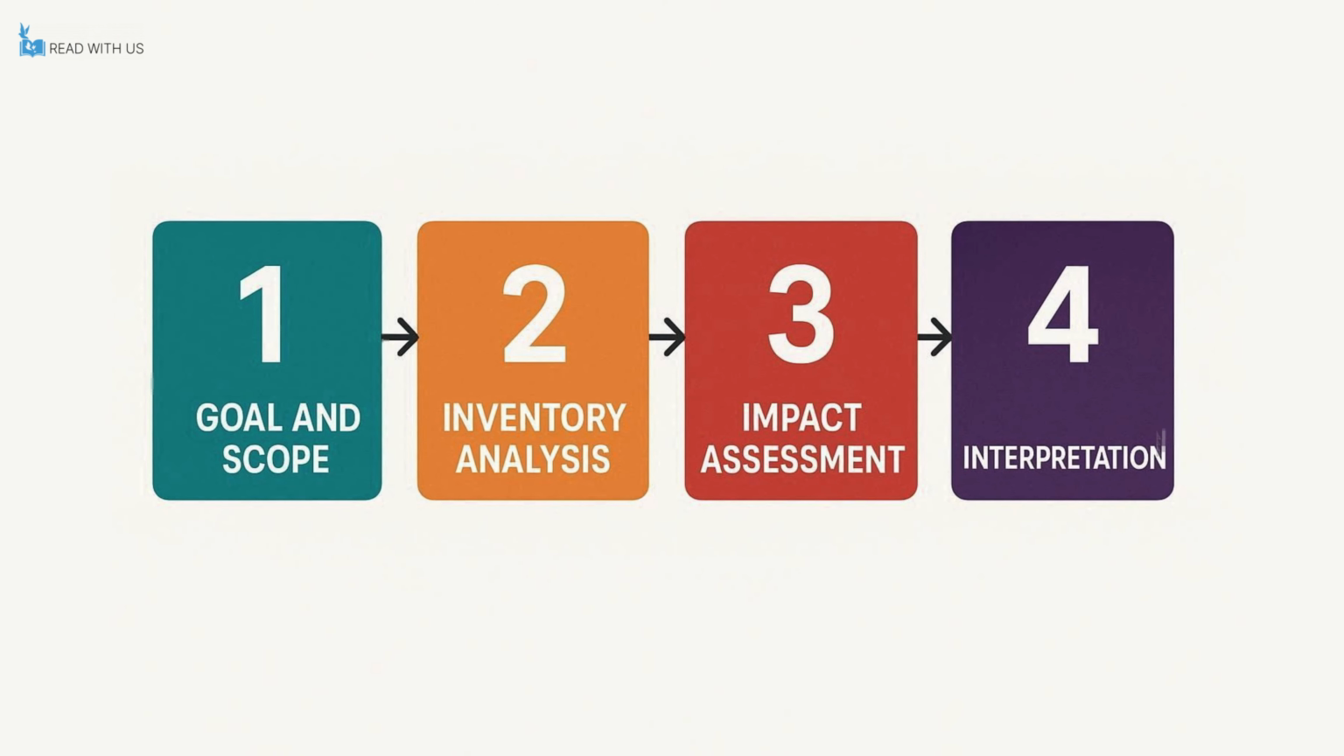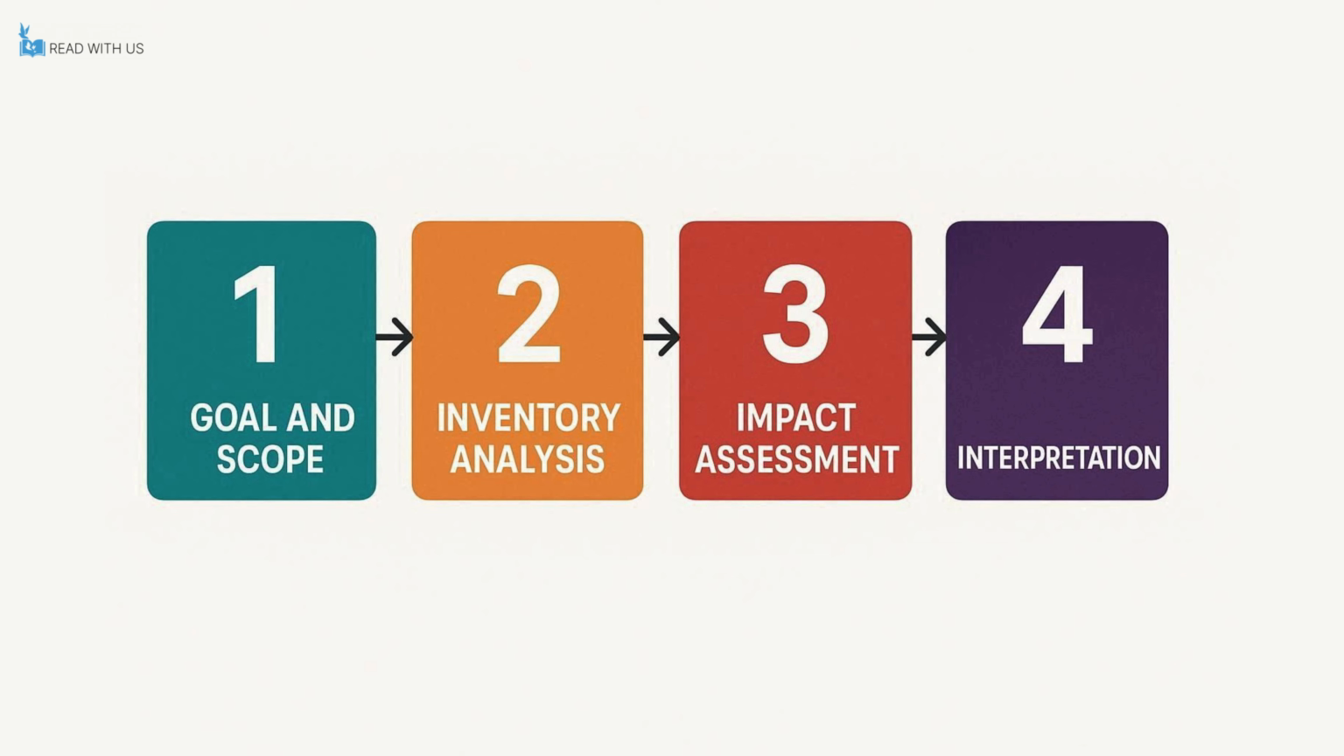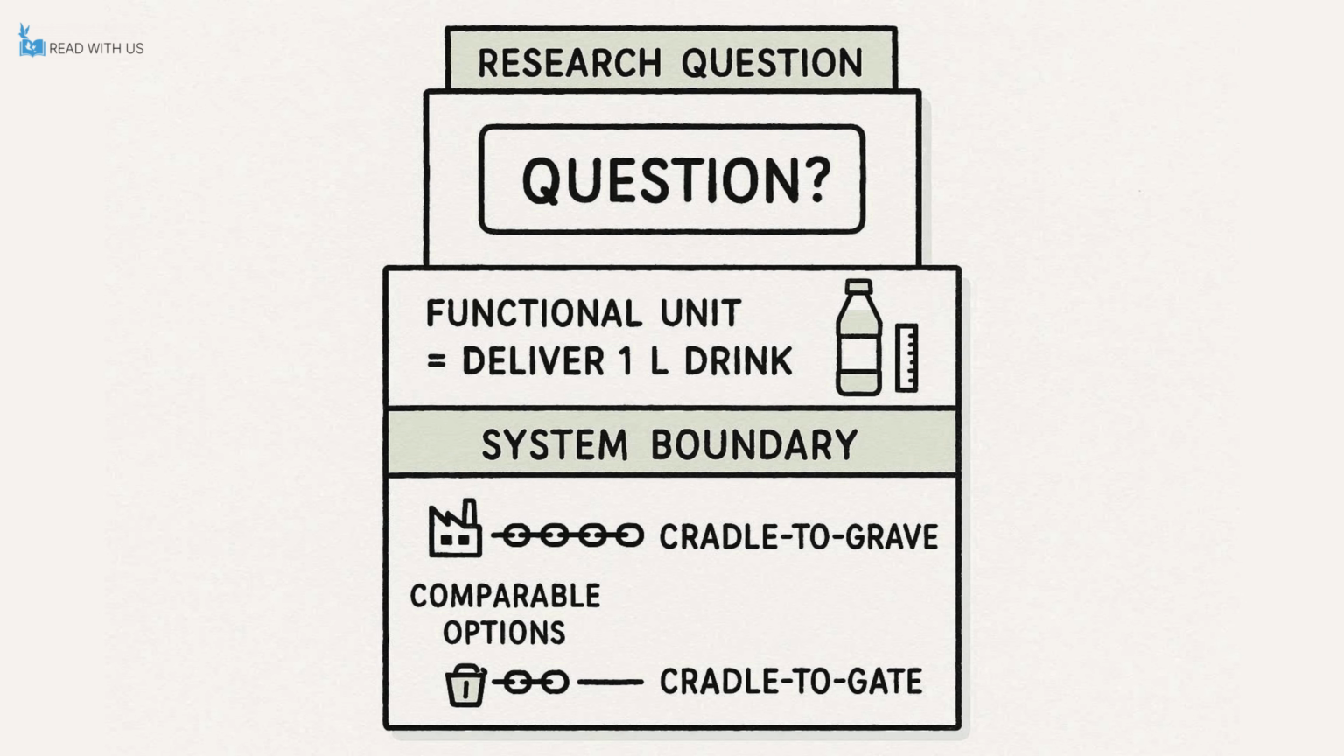An LCA follows 4 stages, called goal and scope definition, inventory analysis, impact assessment, and interpretation. In goal and scope, we set the question, choose a functional unit that makes options comparable, and draw the system boundary, for example, cradle to grave, for the full chain, or cradle to gate, up to the factory gate.